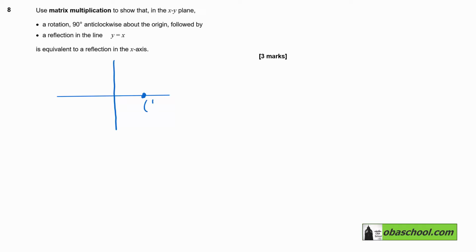I'm considering the points with 1, 0 as its position vector, and the point with 0, 1. A 90 degree rotation means this one goes to here, and this one goes around here to negative 1, 0. And that means that the matrix for that, let's call it matrix 1, would be 0, 1, so it's what happens to this point, and then negative 1, 0, so the second column is what happens to that point.